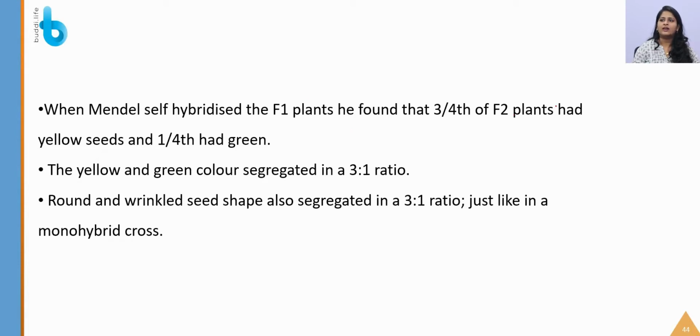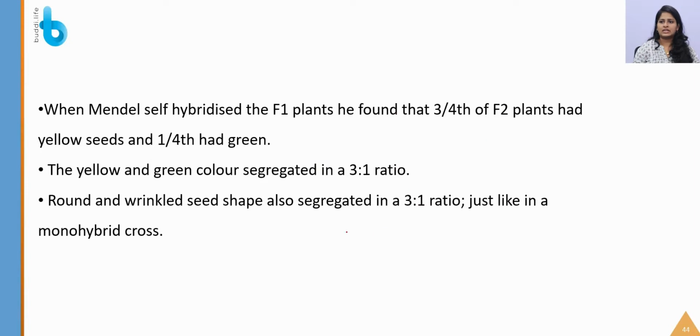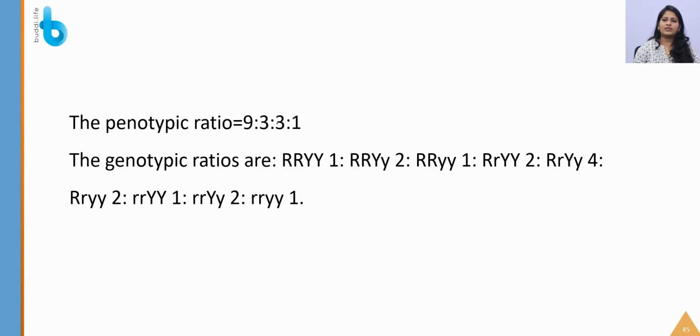When Mendel self-hybridized F1 plants, he found that 3/4 had the yellow seeds and 1/4 had green. So the yellow-green color segregated in a ratio of 3:1, just like in a monohybrid cross. So what is the phenotypic ratio of a dihybrid cross? It will be 9:3:3:1, whereas the genotypic ratio will be 1:2:1:2:4:2:1:2:1. You can remember 1, 2, 1, 2 and 4, then just the reverse: 2, 1, 2, 1, that's it.